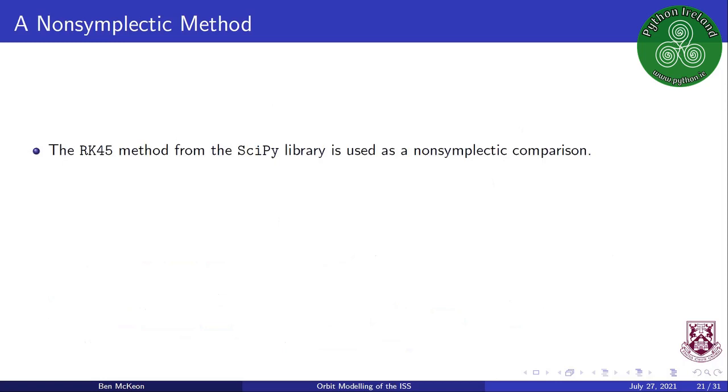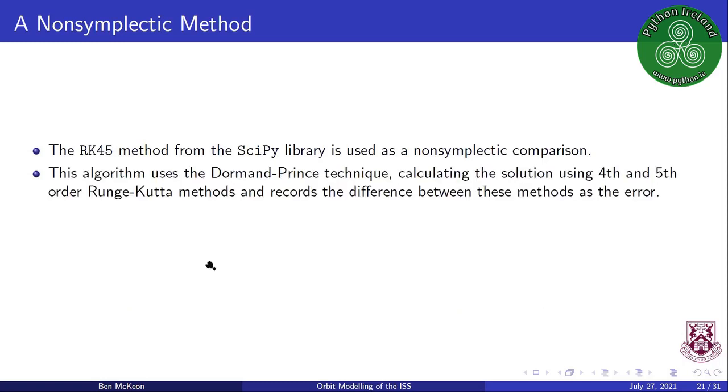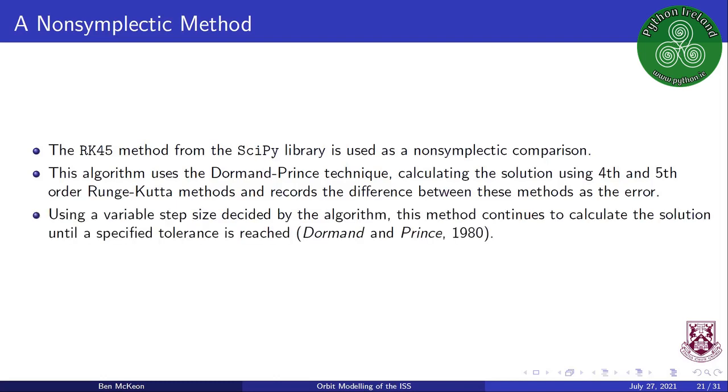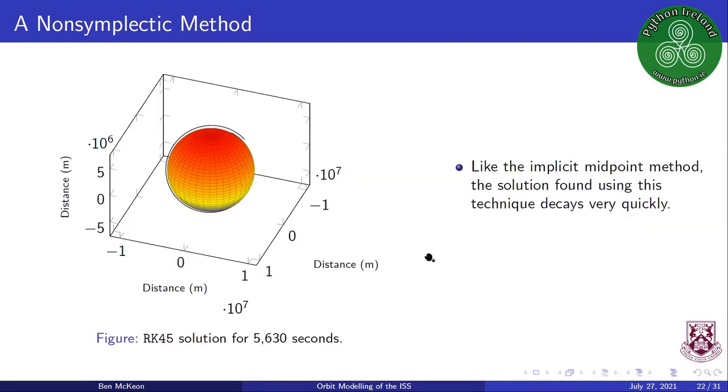So to compare that with a non-symplectic method, we have the RK45 method from SciPy, which is not symplectic, and it basically uses what's called the Dormand-Prince technique, which uses 2 algorithms, which are Runge-Kutta methods, which is basically just a class of numerical solvers. It uses the 4th and 5th order Runge-Kutta methods, and takes the difference between those as the error, and it will keep going until the difference between those 2 methods reaches a specified tolerance, which is usually decided on by the algorithm. And if you wanted to get into the nitty gritty of that, you can look up Dormand and Prince's paper from 1980.